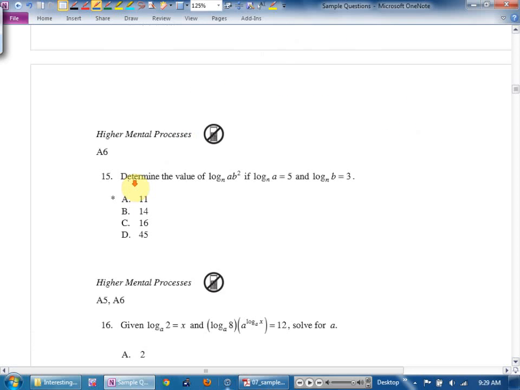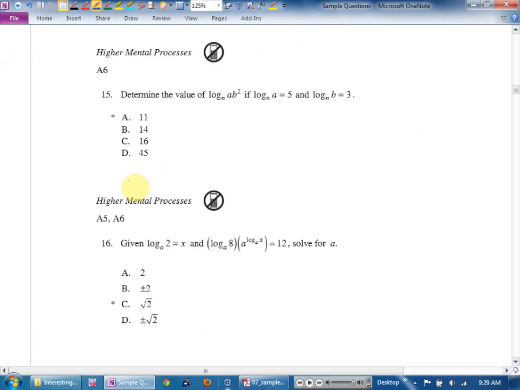Here's another if-then H question. So determine the value of log base n of ab squared if log... So here's my then. Here's my ifs. How many logs did they give me here? 1. Are my bases the same? Well, then I'll break it up. First thing I would do. So I'm going to break this up into log base n of a plus log base n of b squared.